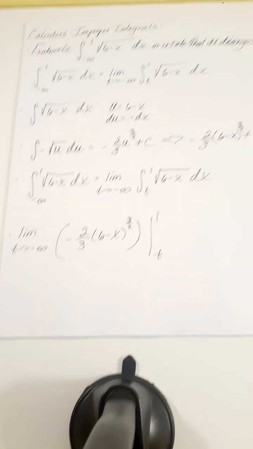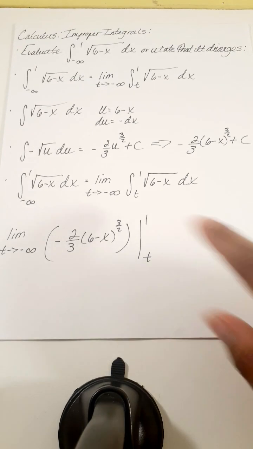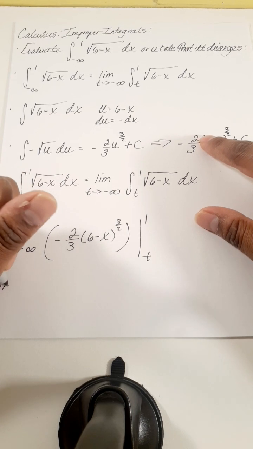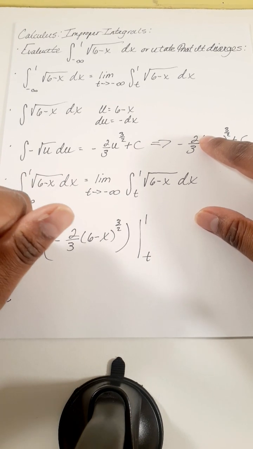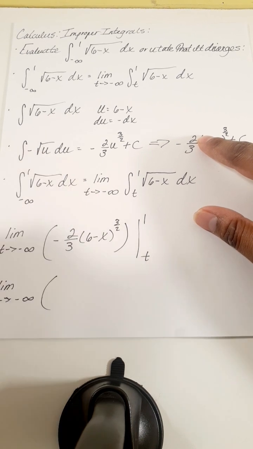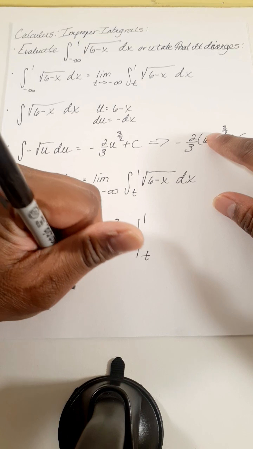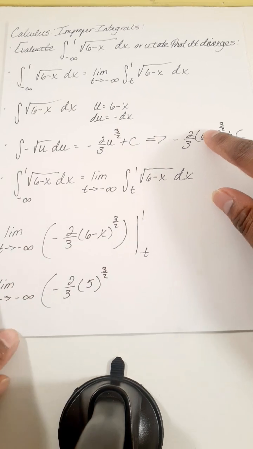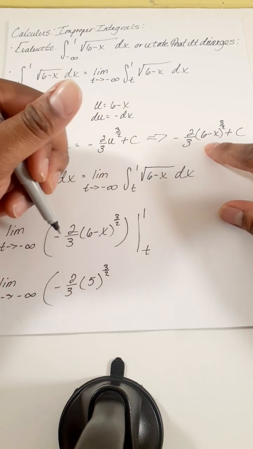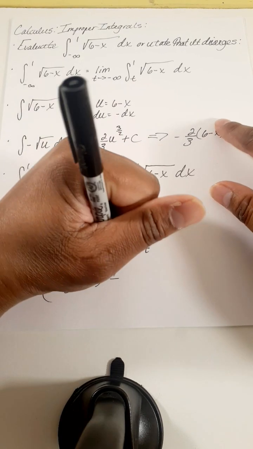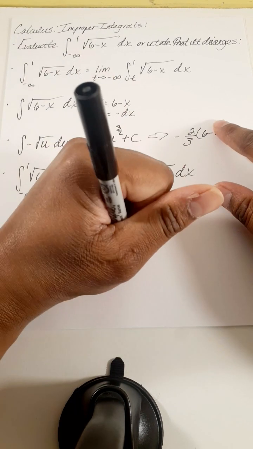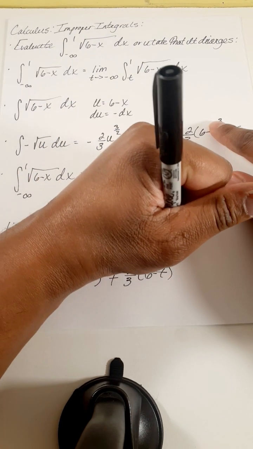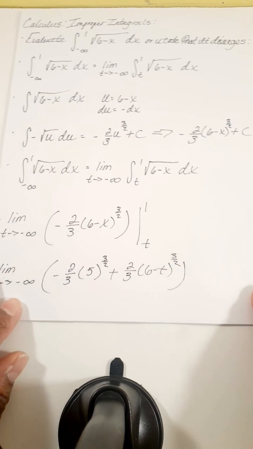Okay, so hopefully you're with me so far. All you have to do now is apply the fundamental theorem of calculus. So you get the limit as t goes to negative infinity, and when we sub in the 1, we get negative 2/3 times 5 raised to the 3 over 2. Then we have minus minus, so this is going to be a plus. Then we stick in the t, so that'll be plus 2 over 3 times 6 minus t raised to the 3 over 2. So that's what you get when you plug in your limits.